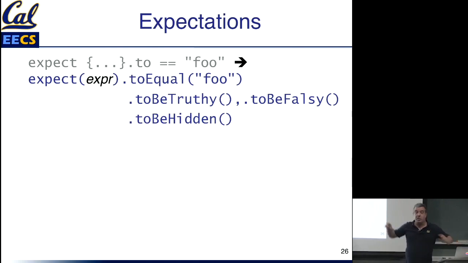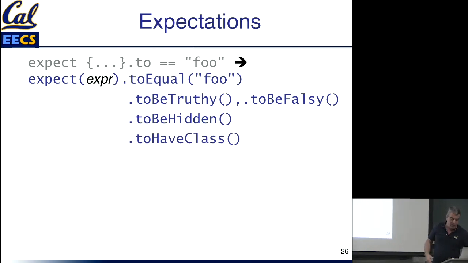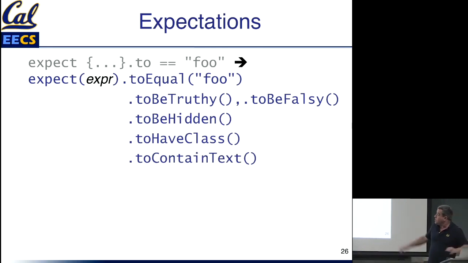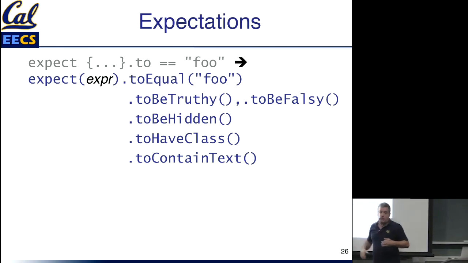If the expression refers to a DOM element, you can say things like, I expect this element to be hidden, as in not visible to the user. I expect this element to have a particular CSS class, or not to have a particular CSS class. I expect the element to contain certain text. So all of these things, it's basically expectations that have to do with JavaScript itself, like equal, greater than, less than, truthy, and a collection of expectations that specifically have to do with tests that you might want to perform against the DOM.